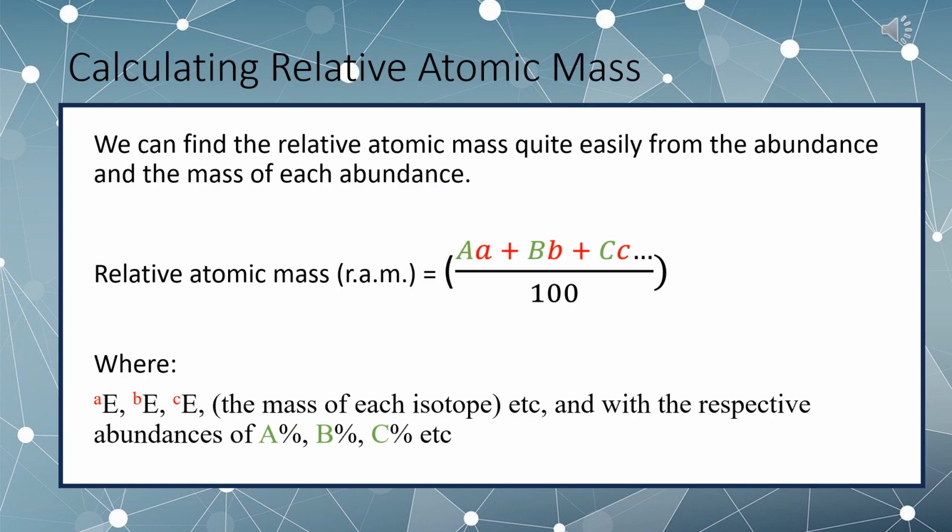So the math isn't that complicated, and we can actually find the relative atomic mass quite easily from the abundance and the mass of each abundance. That is, relative atomic mass, or RAM as it is often shortened to, is equal to the calculation shown here, where the uppercase letters are the abundance multiplied by the mass of each isotope. So say an isotope has an abundance of 50% and it has a mass of 50 grams per mole, therefore it's just going to be 50 times 50 plus the different isotopes all over 100. To calculate that percentage part.